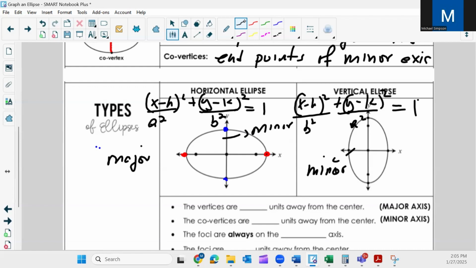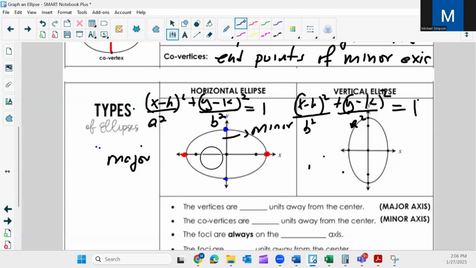The a squared number is a bigger number. So the bigger number goes under the major axis, right? If the bigger number is under the x, that means it's horizontal. If the bigger number is under the y, it's a vertical ellipse. So a squared is always the bigger number. The major axis is on the y side, yes, because that's the bigger number. We're going to do some examples in a second.